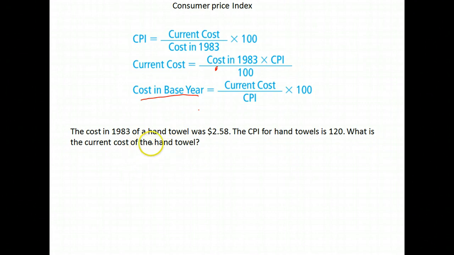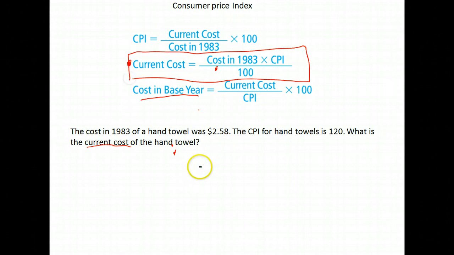It says the cost of a hand towel in 1983 was $2.58. The CPI for hand towels is 120. What's the current cost of hand towels? So look at what they're asking for. They're asking for current cost, so I'm going to find the formula that does current cost. Right here, current cost equals. This is the formula we want to use for this question because they were asking for the current cost.